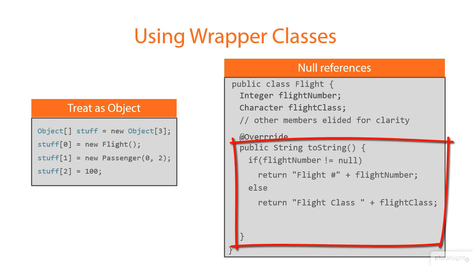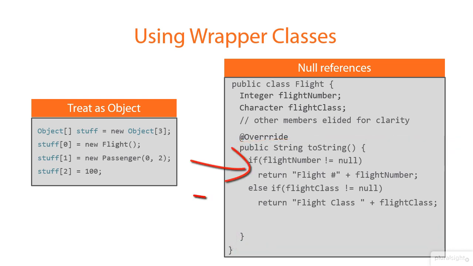When it comes to checking the flight class, rather than just assuming that, well, flight number wasn't set, they might have set flight class, we can actually check and see if flight class is not equal to null. So that now gives us, instead of just 2 states where you've set one or the other, 3 states. You could have set one, you could have set the other, or maybe you didn't set anything at all. So we're getting that benefit that we've had with our classes all along, now with our primitive values.